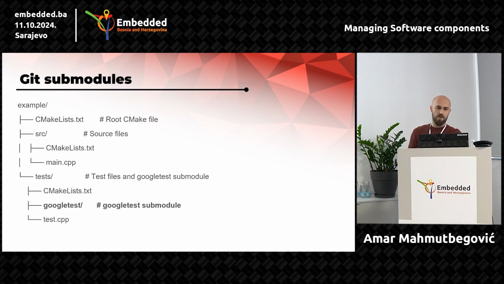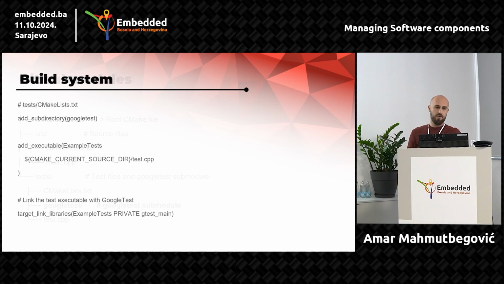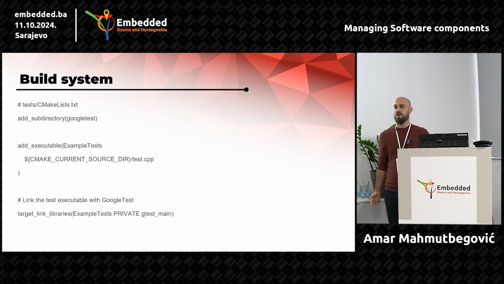We have it in our project, located in the tests folder. And in order to integrate it with our build system, Google Test has CMake support that we can use. From the top-level CMake, we can use add_subdirectory to include it and link it against our target.